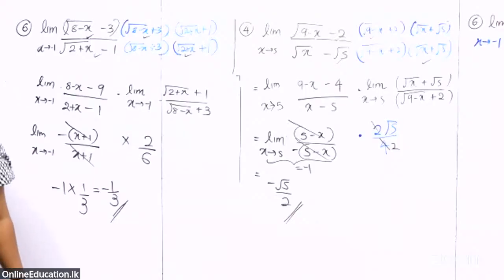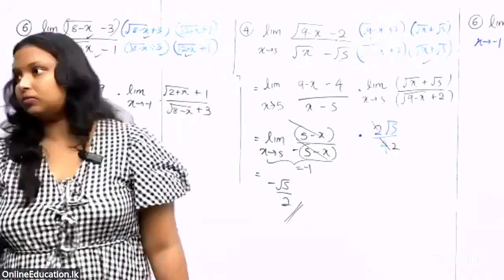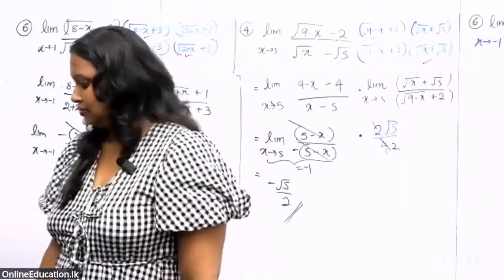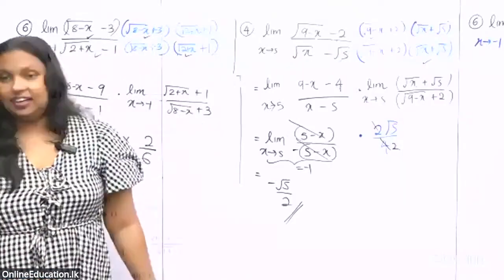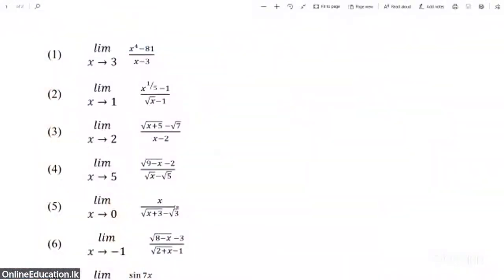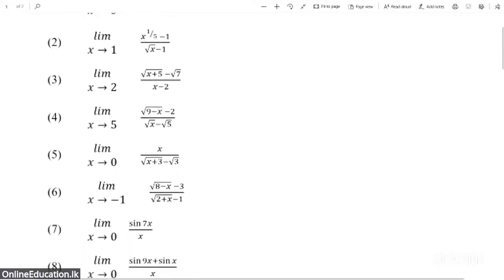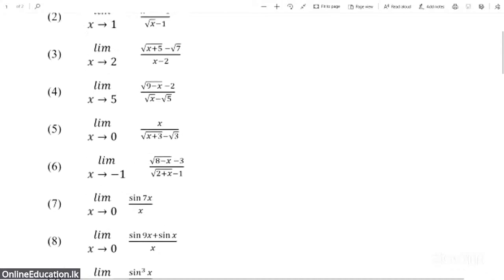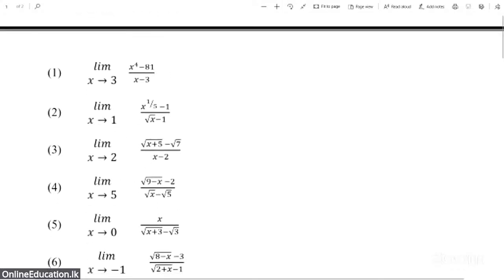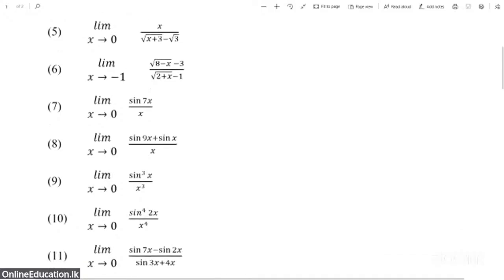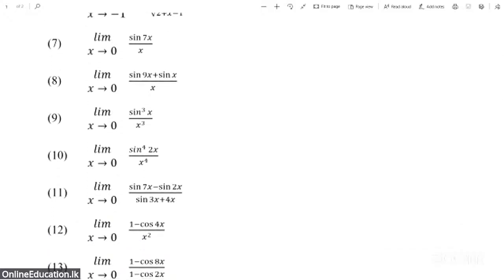Shall we move to the next question? Next question pattern. Let me discuss the next question pattern of these ones. I will move to number 1, 2 later. I will discuss the sign things.